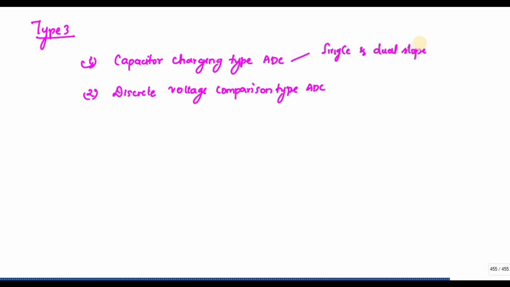The discrete voltage comparison type employs the principle of generating discrete voltages whose levels are equivalent to the digital words. The comparison of these discrete voltage levels is then made with the analog input voltage to determine the equivalent digital word. The weighted capacitor DAC will fall under this category.